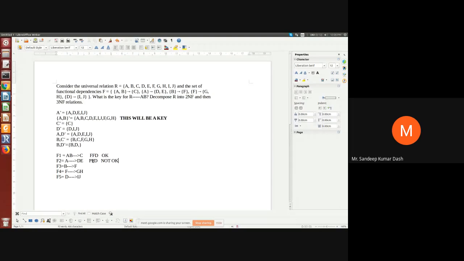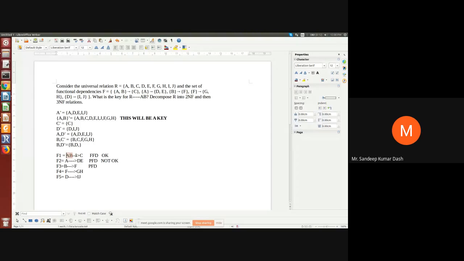Yeah, what I call... So this is partial functional dependency. This is not okay. Now this one. No, sir, partial. This is also partial functional dependency. Are you getting it all? Because this was a key.